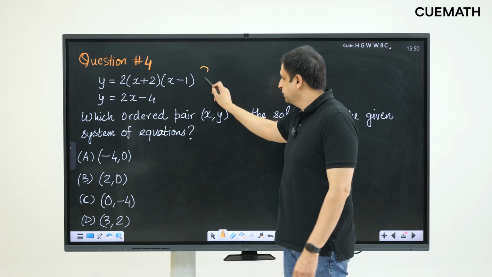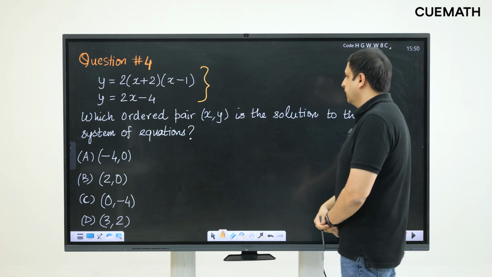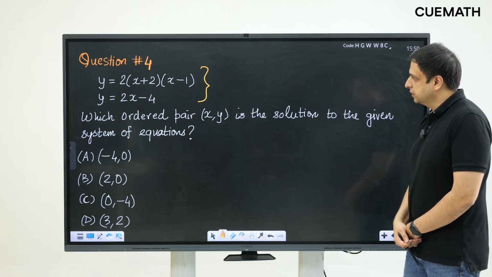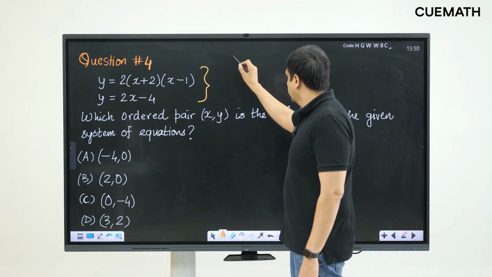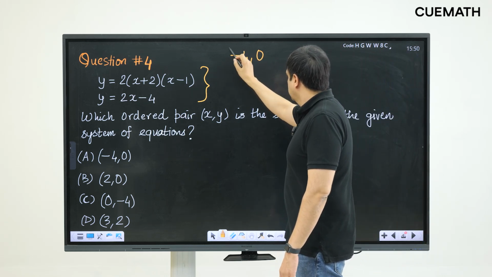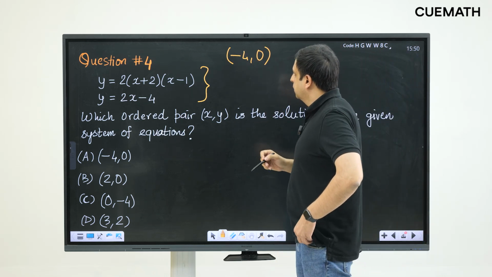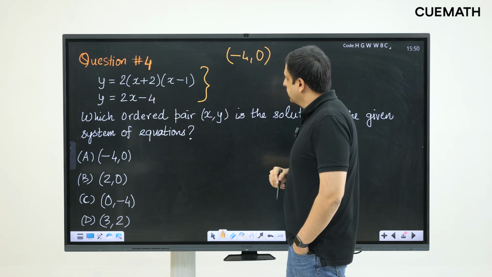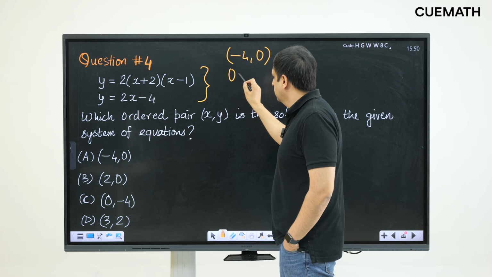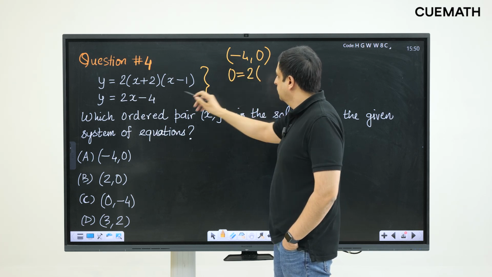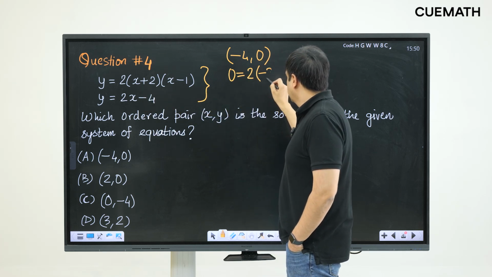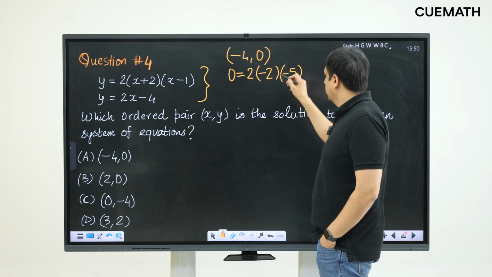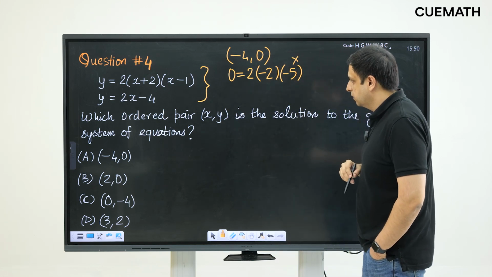You have a system of equations and you are asked which ordered pair x, y is the solution to the given system of equations. So once again, let's just quickly substitute each of them. I'll first take minus 4, 0. So if I substitute minus 4, 0 into the first equation, I'll get y, which is 0, is equal to twice of minus 4 plus 2 is minus 2, and minus 4 minus 1 is minus 5. So clearly this is incorrect. So minus 4, 0 does not work.